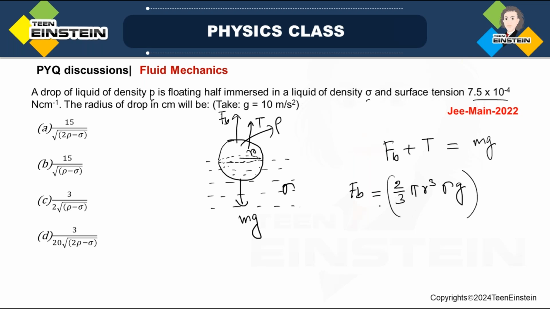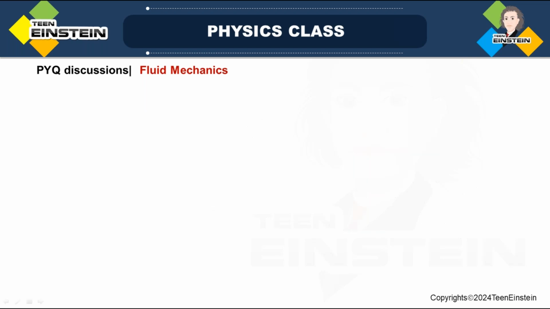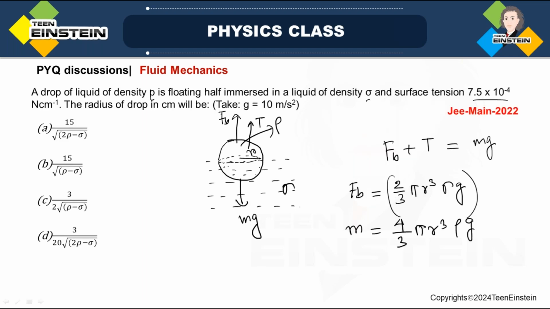Surface tension is given. And what about the mass m of the liquid drop? The liquid drop has mass 4 by 3 pi r cube rho, and the weight is 4 by 3 pi r cube rho into g. This is the weight of the liquid drop. Okay, now from this we can write down FB plus T, right?